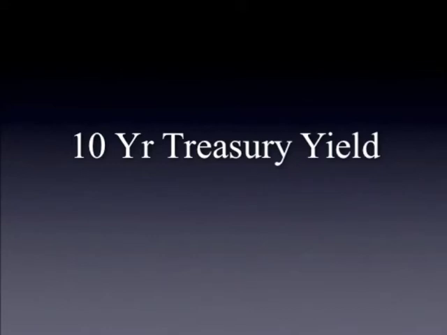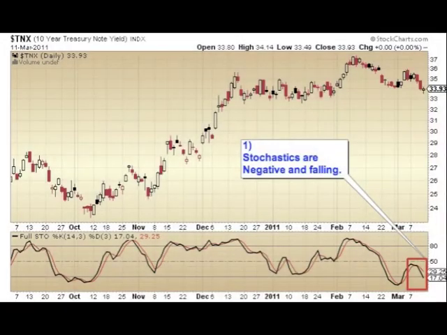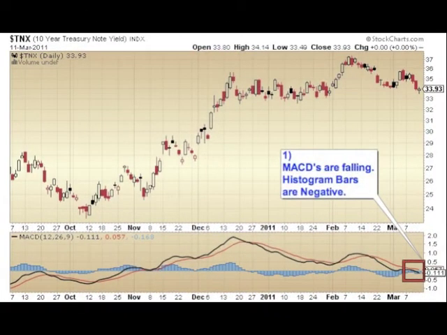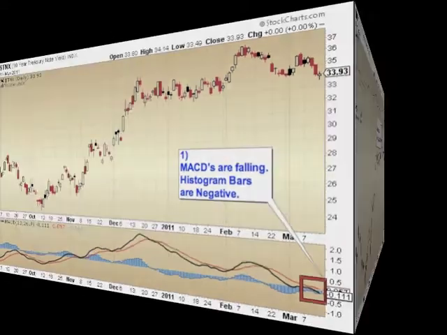And we look now at the 10-year Treasury yields. Point 1 on the daily chart shows us stochastics are negative. They're falling. They got a little way to go before they're oversold, so we're definitely going to give this one a red mark. And a look at the MACDs and histogram bars shows us that they're falling too, and they're both negative, so we gave this one a red mark.